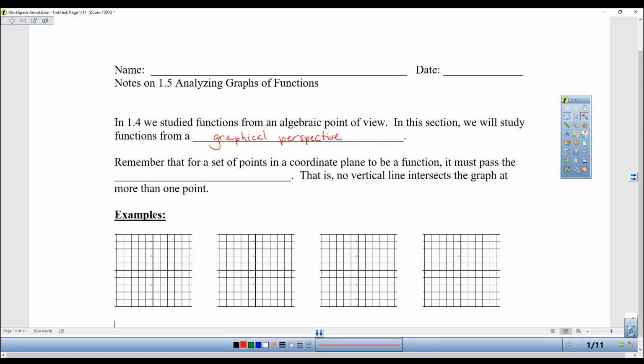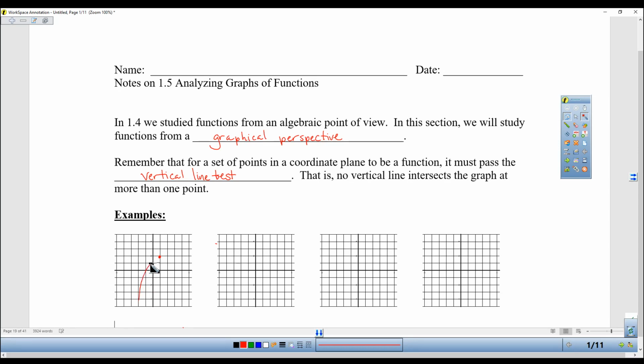Remember that for a set of points in a coordinate plane to be a function, it must pass the vertical line test. Make sure you spell the word vertical right. It's A-L, not L-E. It must pass the vertical line test. And what that means is that no vertical line intersects the graph at more than one point. So we'll just draw a couple graphs so that you can see what I mean.